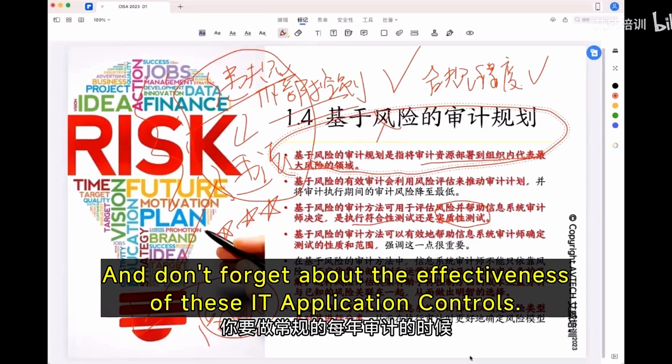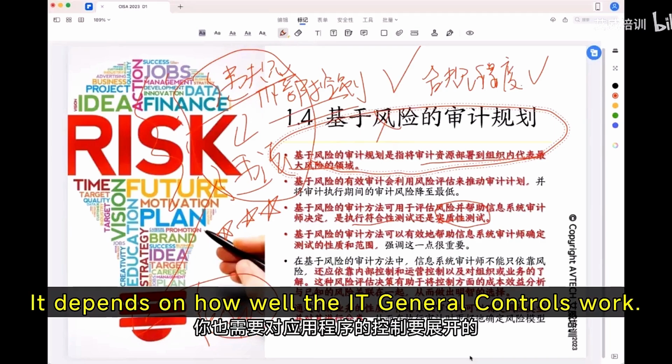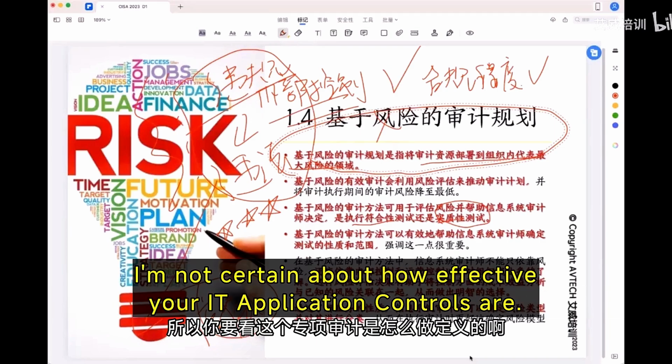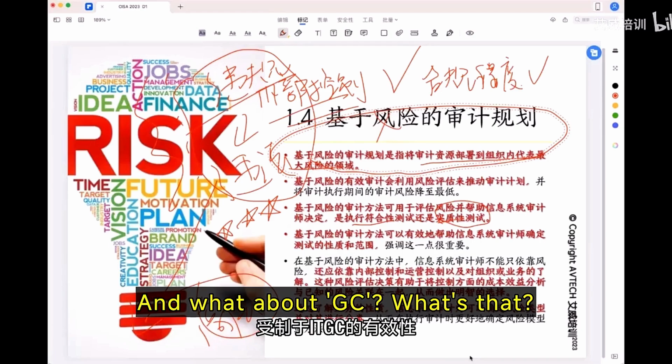And don't forget about the effectiveness of these IT application controls. It depends on how well the IT general controls work. Not certain about how effective your IT application controls are. What's this ASA you're talking about? And what about GC? What's that?